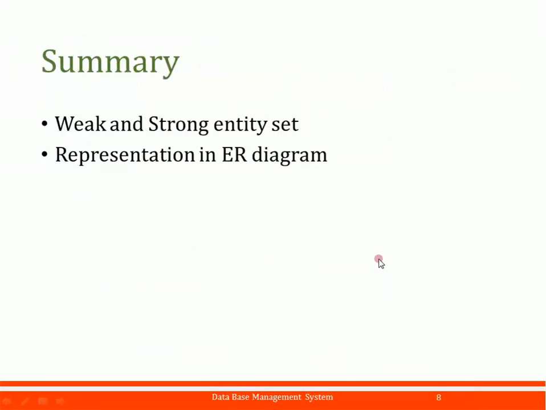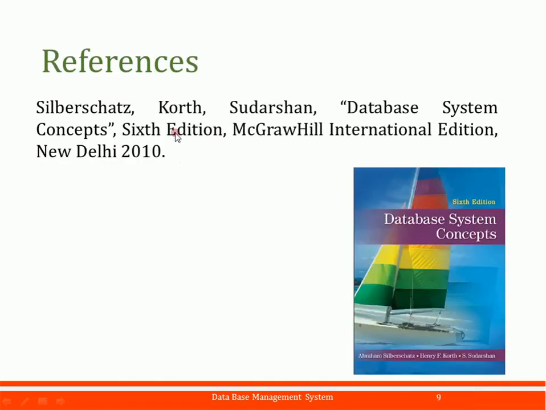Summary: we have discussed the difference between weak and strong entity sets, how to find the difference, and how to identify or form the primary key of this particular relation having the discriminator from the weak entity set. And we have discussed how to represent this weak entity set in an ER diagram and how to establish the relationship between them. So this is the reference book and the textbook, Database System Concepts, 6th edition.